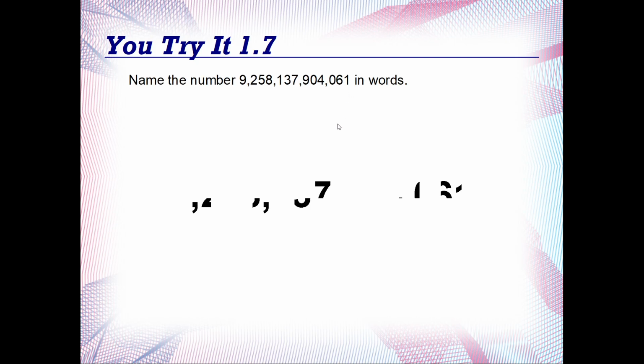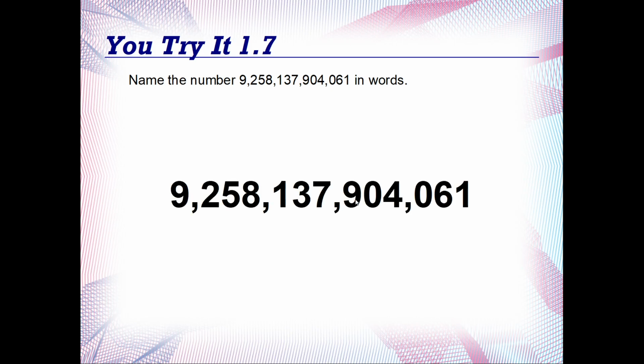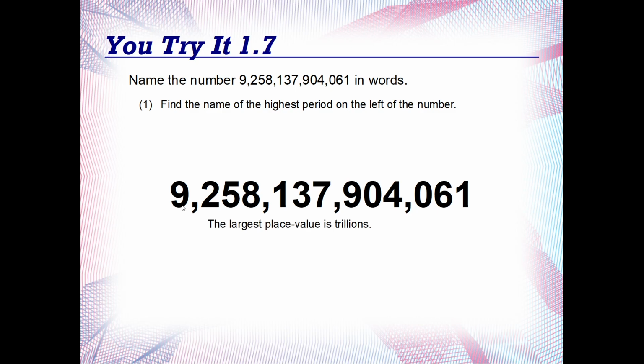You Try It 1.7. Name the following number in words. Okay, so remember here, I rewrote the number down here. The first thing we need to do is find the name of the highest period on the left of the number. So the highest period would be over here, on the left. So we'll have ones, thousands, millions, billions, trillions. So the first period is trillions. And then we're going to write the name of each number in the period, followed by the period name and a comma.